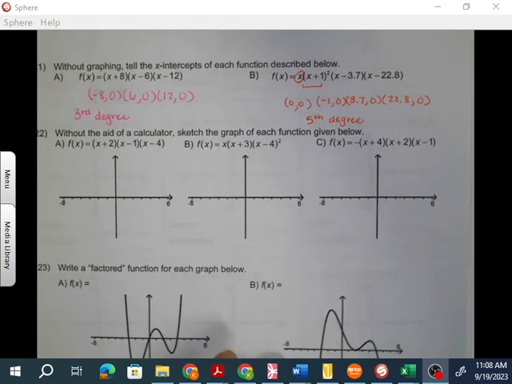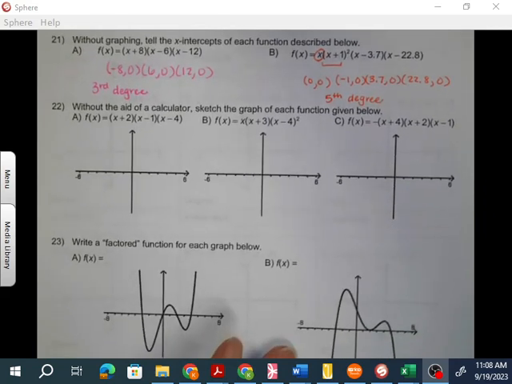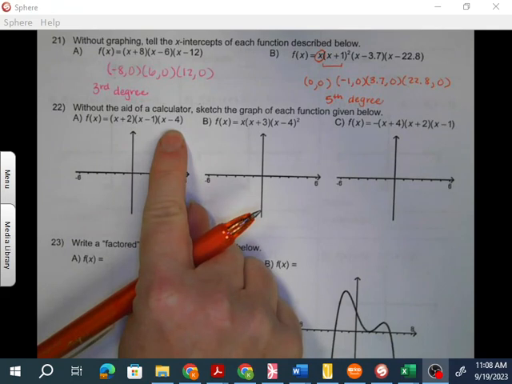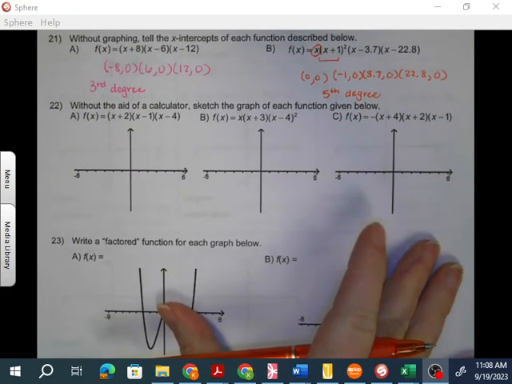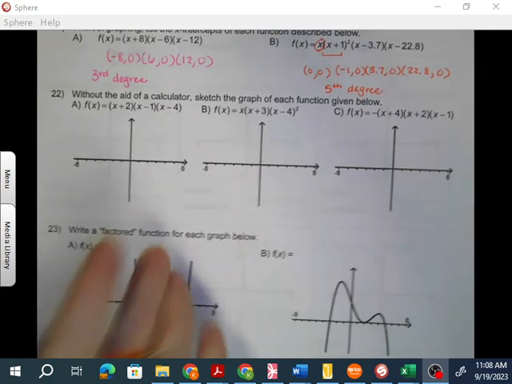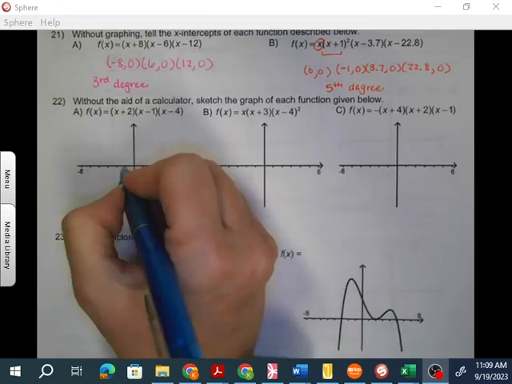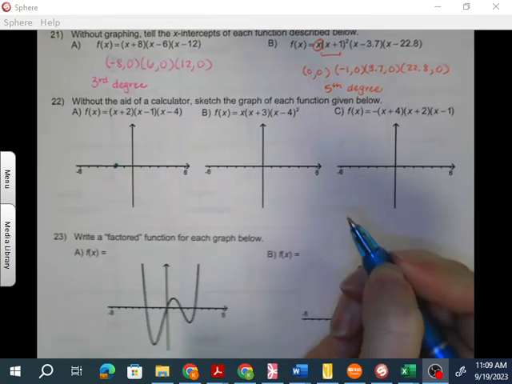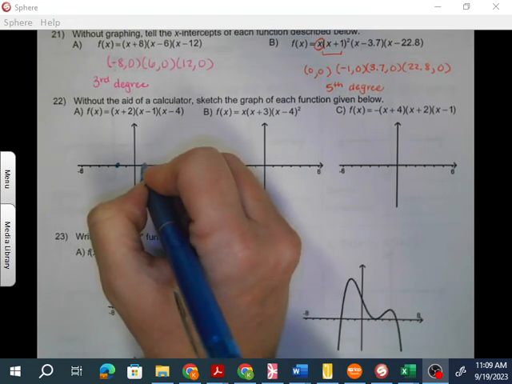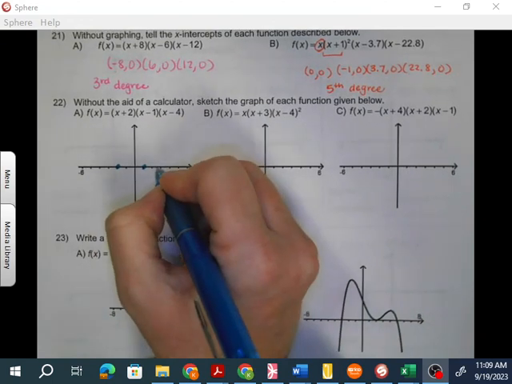So now, without using your calculator, we're going to use the information they've given us and we're going to see if we can graph these. So these will tell me my x-intercepts. So I'm going to have an x-intercept at -2. So I'm going to put a dot at -2. I'm going to have one at 1. And I'm going to have one at 4.